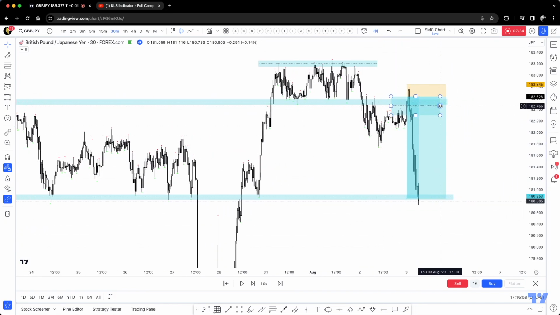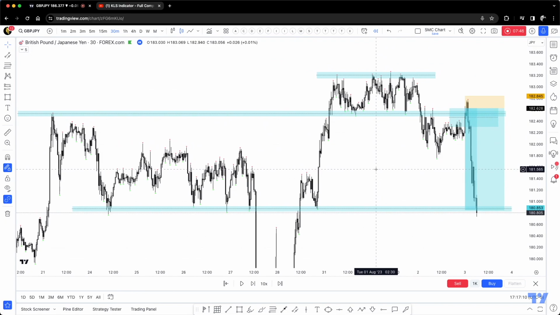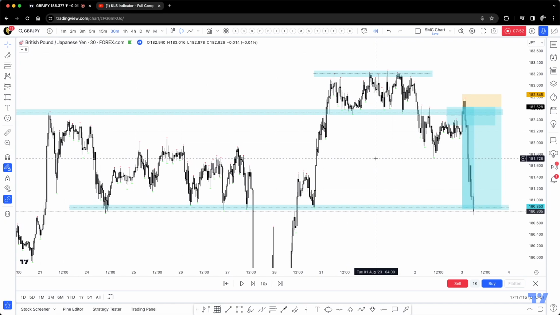You see that the type of entry right here was a 1 to 8. And the first entry that you made right here also gives you even more. So you can definitely use this indicator this way, and you can get a lot more juice after this.